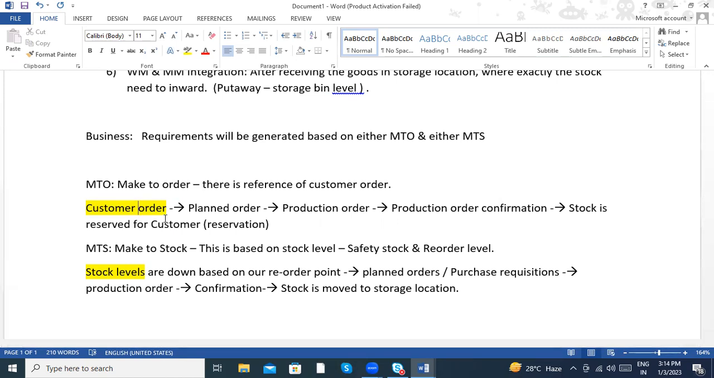So this is what it is. Make to order, make to stock. In the production level, when there is a requirement, it may be make to order or it might be make to stock.